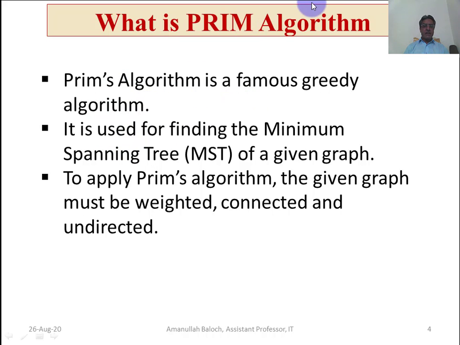It is used for finding the minimum spanning tree of a given graph. To apply Prim algorithm, the given graph must be weighted, connected, and undirected. These are three conditions. Prim algorithm is applied on a weighted graph, which is a fully connected graph, and which is an undirected graph, that is, it is not a directed graph.